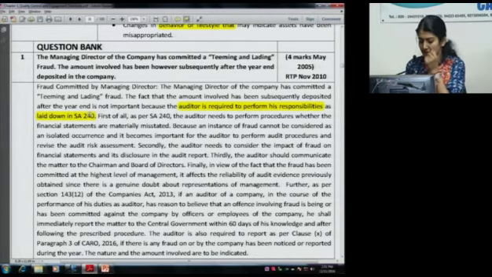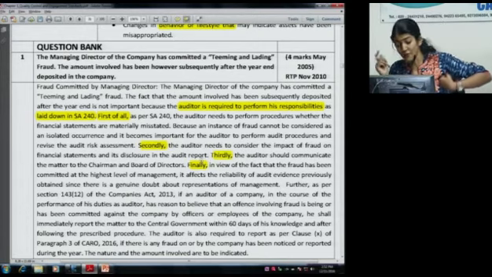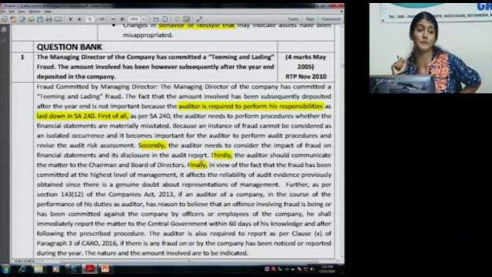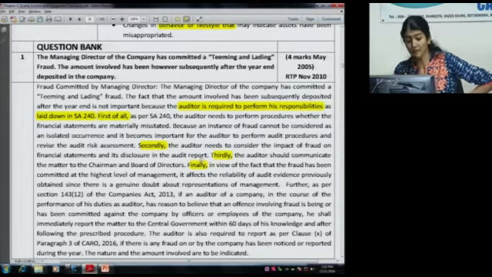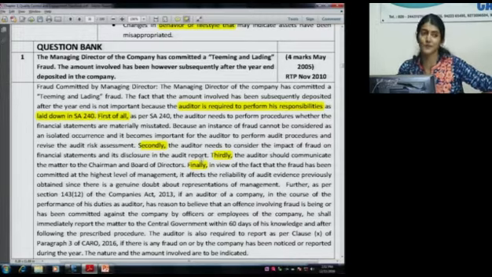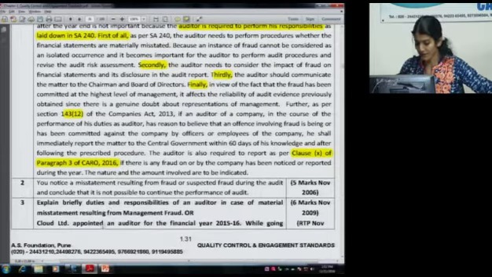Yes, did you find firstly, secondly, thirdly, finally? And 10-12. 143, first of all, secondly, thirdly, finally. Finally, in view of the fact that the fraud has been committed at the highest level of management, it affects the reliability of evidence previously obtained, since there is a genuine doubt about the representations of the management. And further, as per 143.12 and clause 10 of CARO 2016.